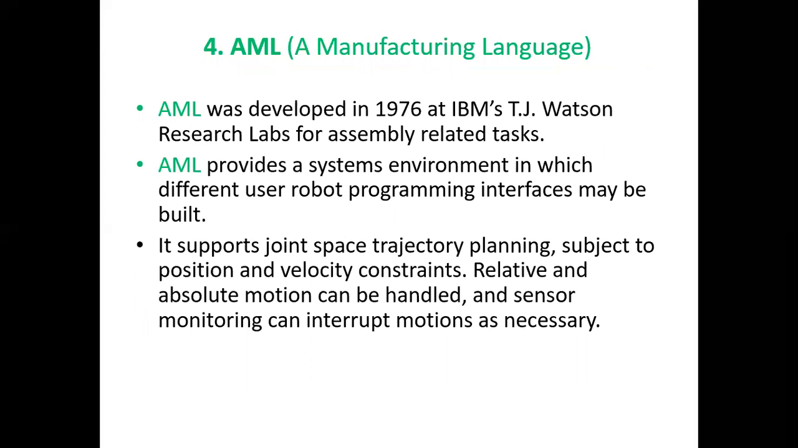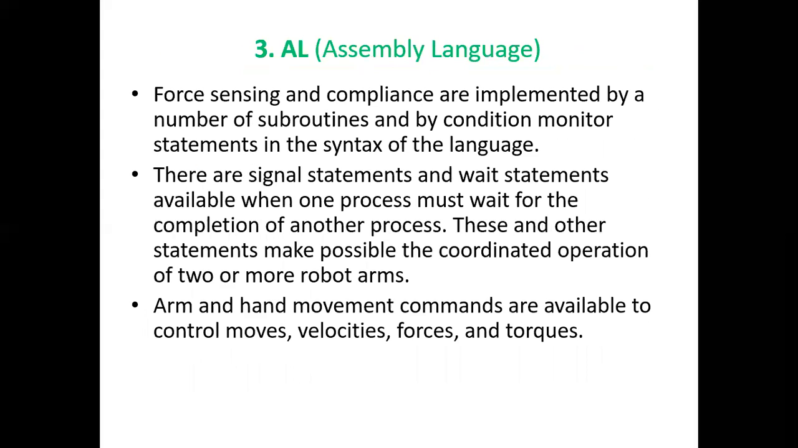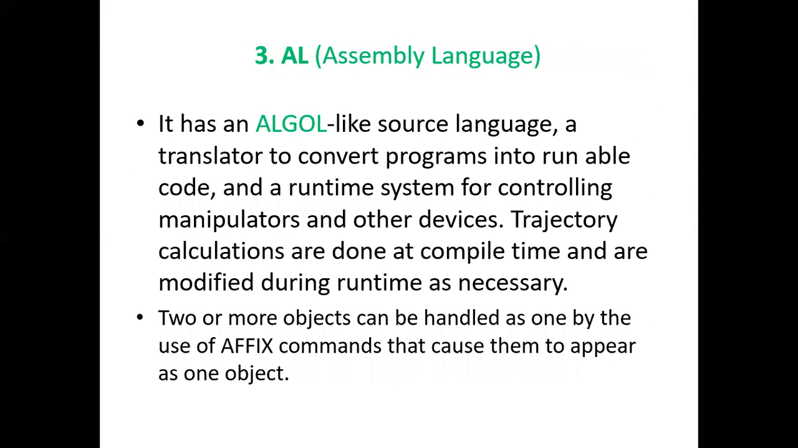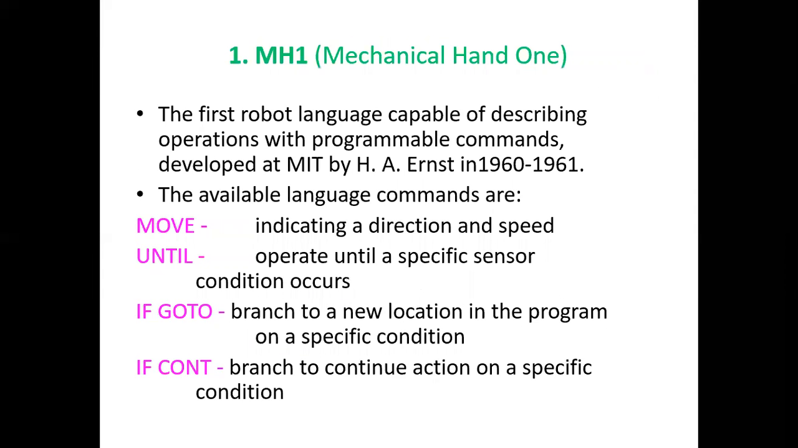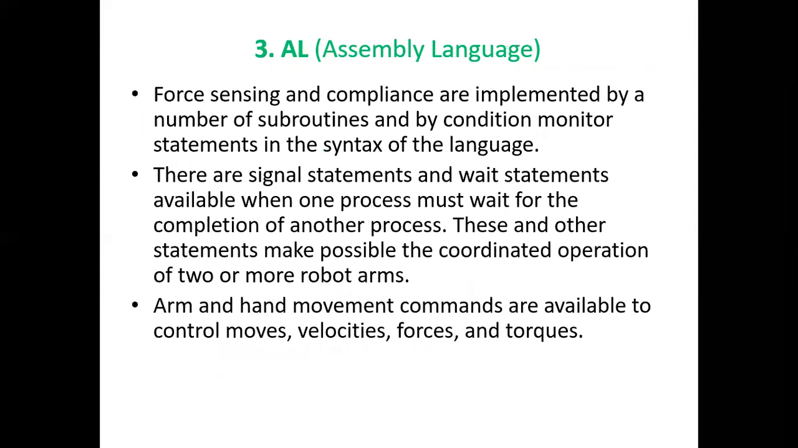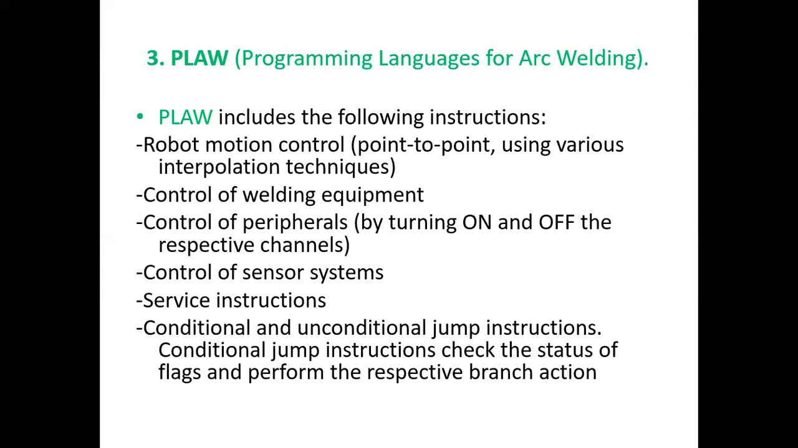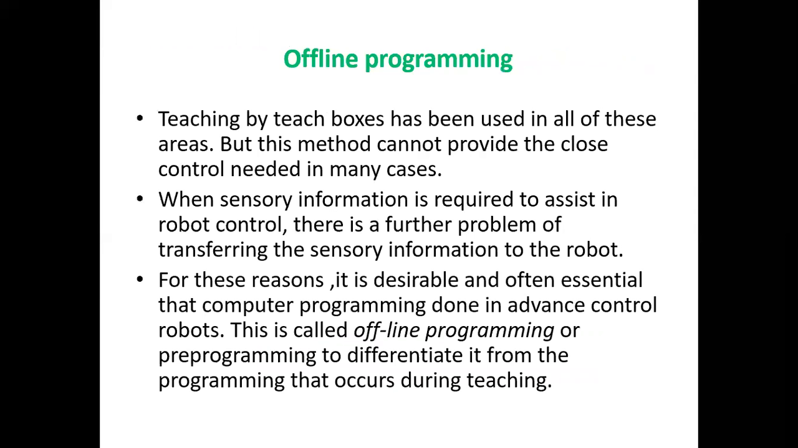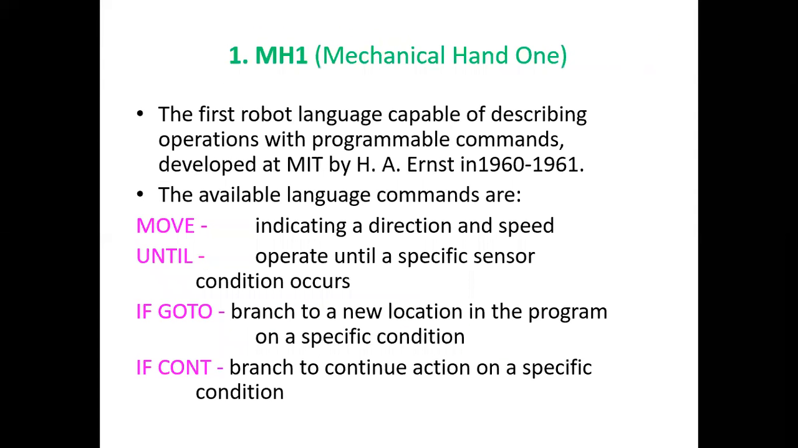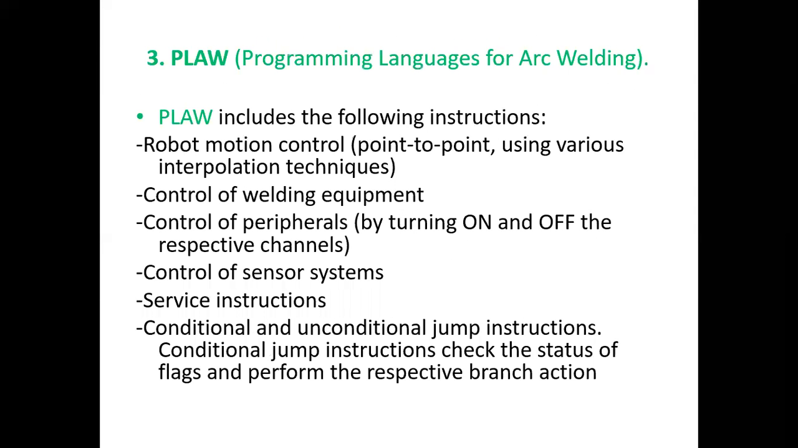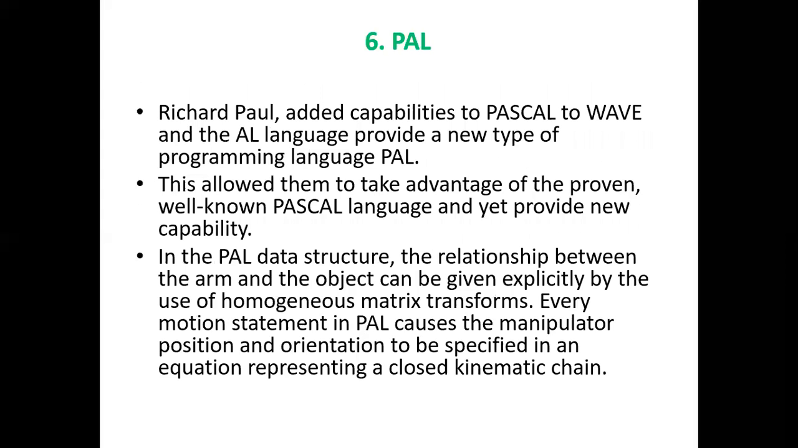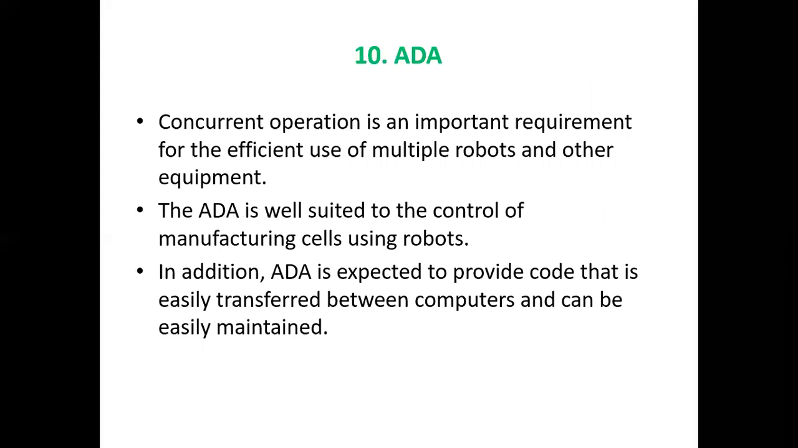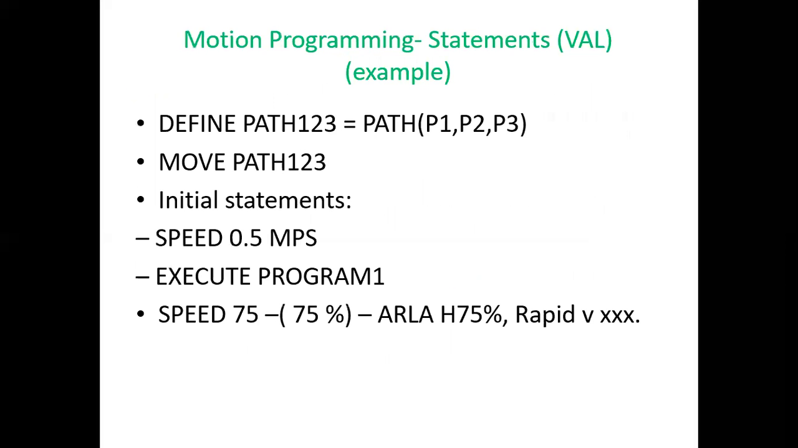Okay, so these are the first three languages used in robot programming, that is MH1, WAVE, then AL, then PLAW. Like that they were used in the 1960s to 70s for programming. In the next class we will see the remaining languages like AML, Pascal, PAL, MCL, RAIL, RPL, ADA, and VAL, and so on.